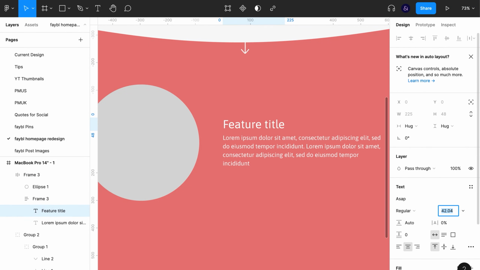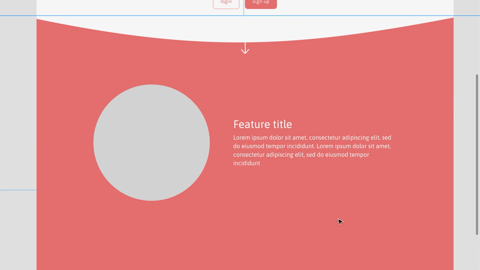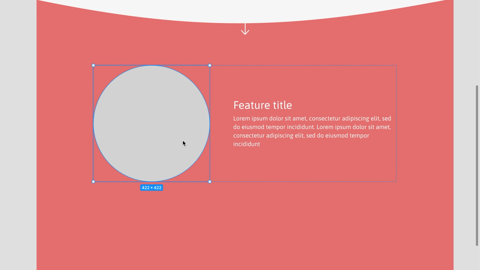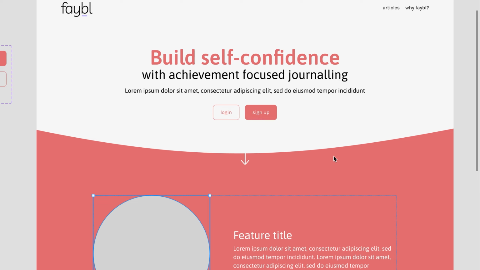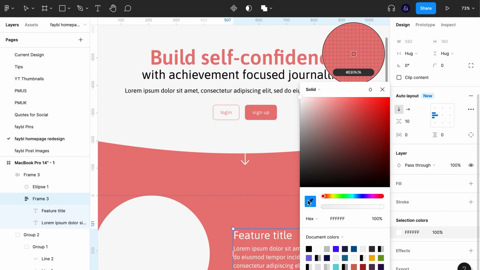I did want images accompanying the benefits or the features of the application. Whether they would be a circle, I didn't know at the time, it's just a placeholder. But I knew I had to get the benefits in somehow, because again, this is what's gonna prompt someone to sign up.